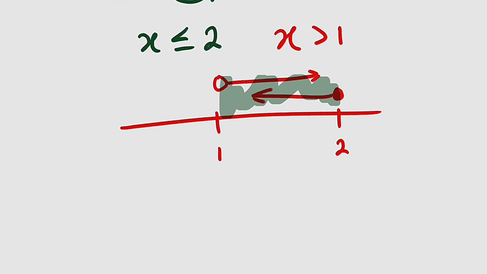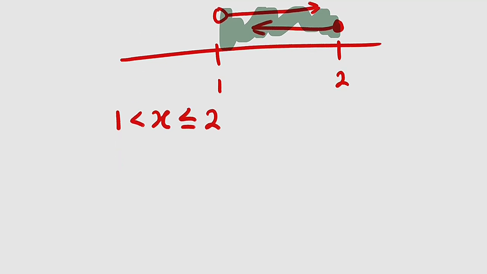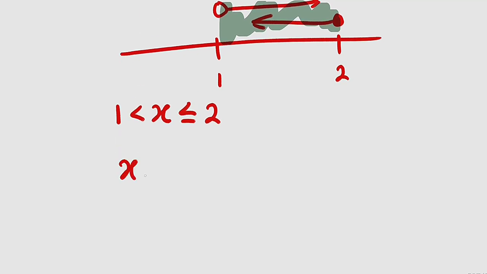We can either write it in inequality form, which is 1 less than x less than or equal to 2, or you can write it in interval form, where x belongs to the interval from 1 to 2. You see the difference? Excluding 1, including 2. And this is the solution to this problem.